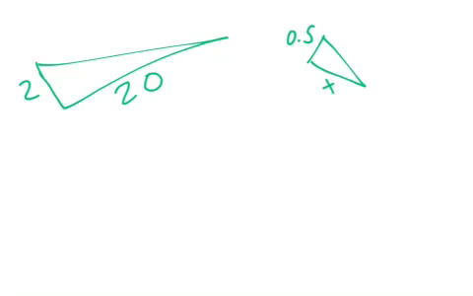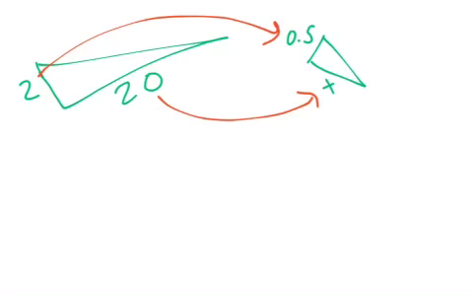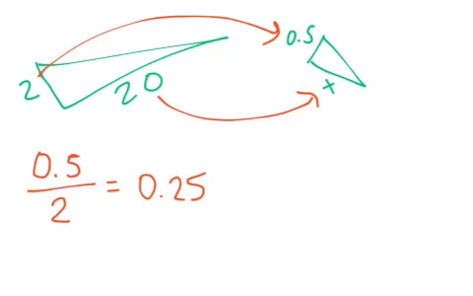So these two triangles are similar. So we know that they use the same scale factor to get from 2 to 0.5 and then 20 to the x. So step 1, we're going to find our scale factor. I'm going to do the new length that we know, 0.5, divided by what it used to be, which is 2. And 0.5 divided by 2 is 0.25.